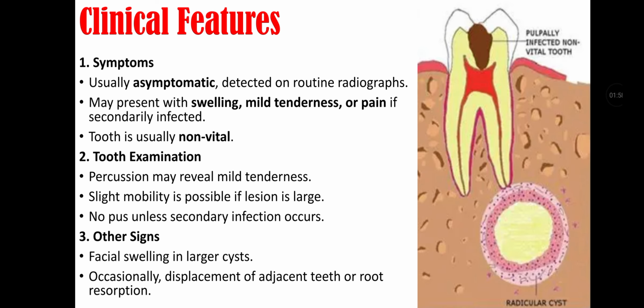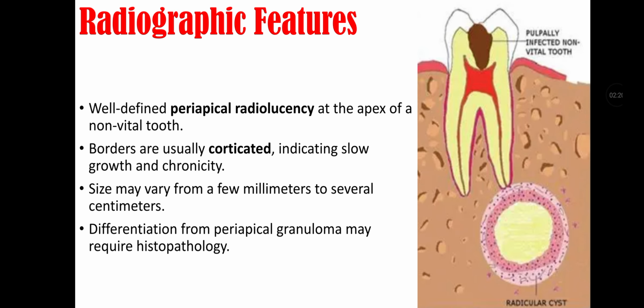Second is tooth examination, which involves percussion that may reveal mild tenderness, and slight mobility is present if the lesion is large. There is no pus unless secondarily infected. Then there are other signs that may include facial swelling in large cysts, and occasionally displacement of adjacent teeth or root resorption.